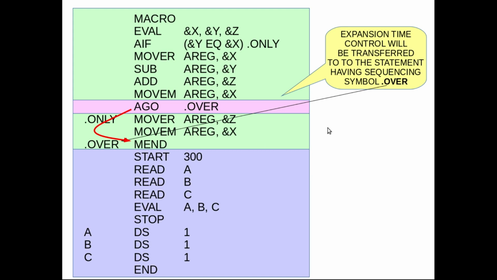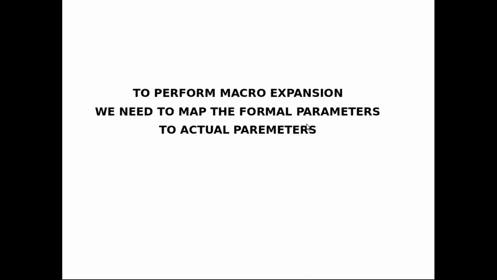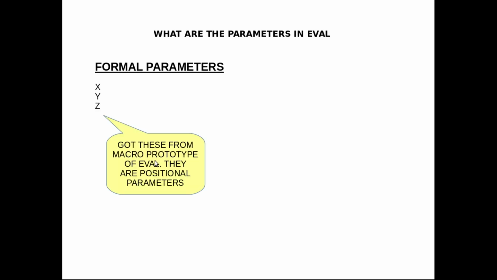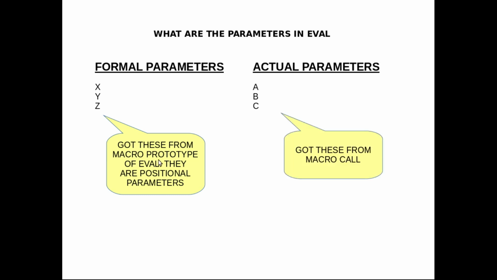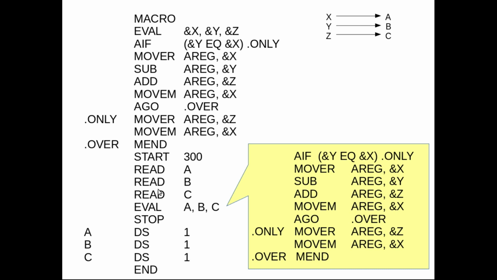So now that you have understood all the three new things, sequencing symbol, AIF statement and AGO statement, we can try to perform the macro expansion. And to do the macro expansion, we need to map the formal parameters to actual parameters. So these are the formal parameters we have: x, y, z. We got this from the macro prototype, and the actual parameters are a, b and c. And since these are formal parameters, x will map to a, y will map to b, and z will map to c. So once we have this mapping, I can now try to do the macro expansion.